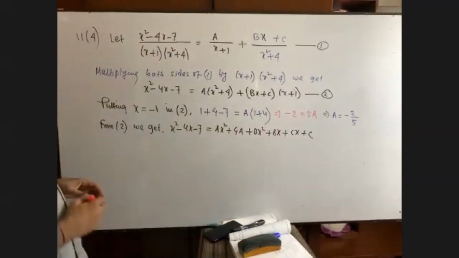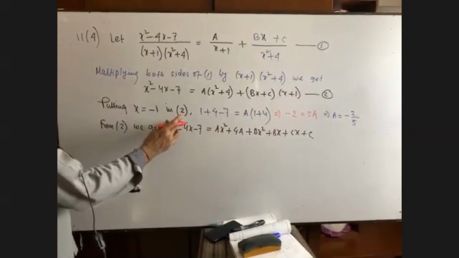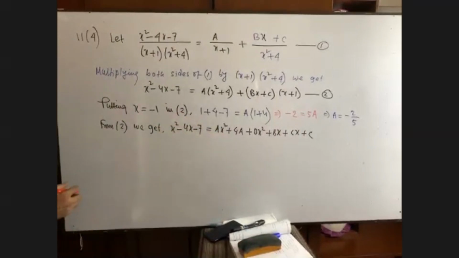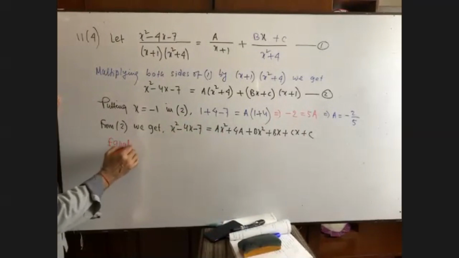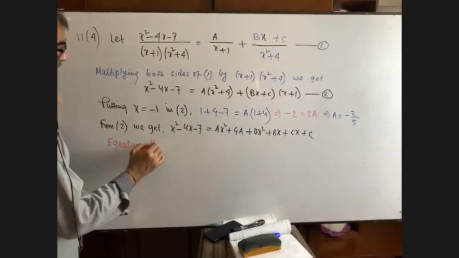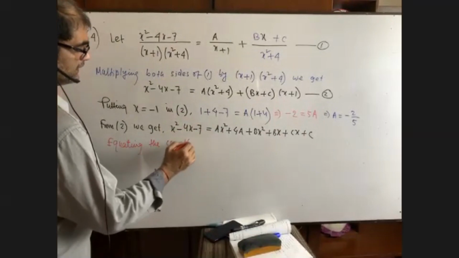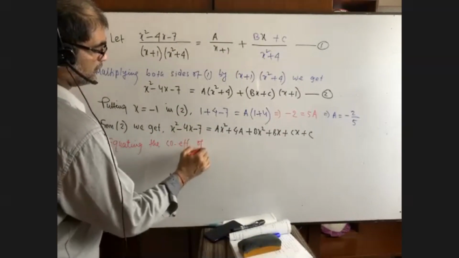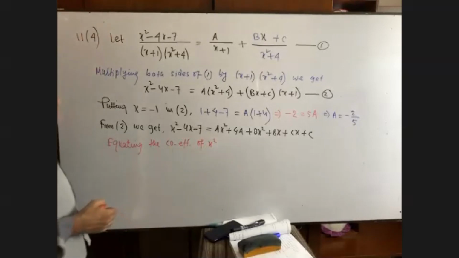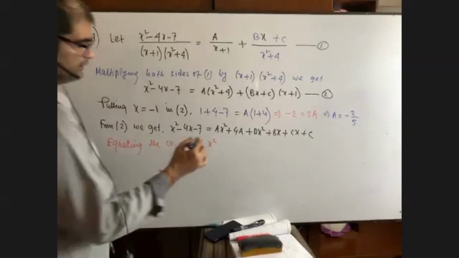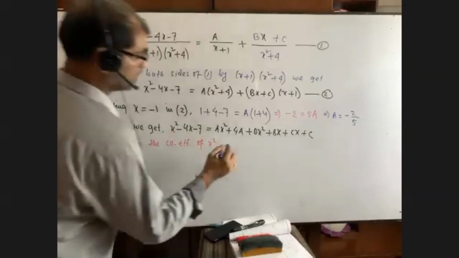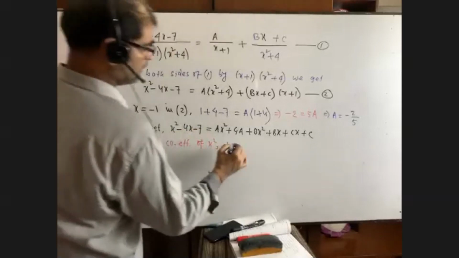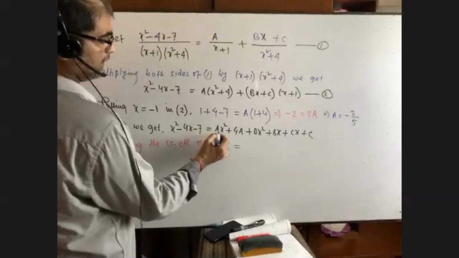Now equating the coefficient of x square. The highest power is 2, so at first you have to equate the coefficient of x square. Can you please tell me the coefficient of x square? Here the x square coefficient is 1. Is equal to, here we are getting a plus b.